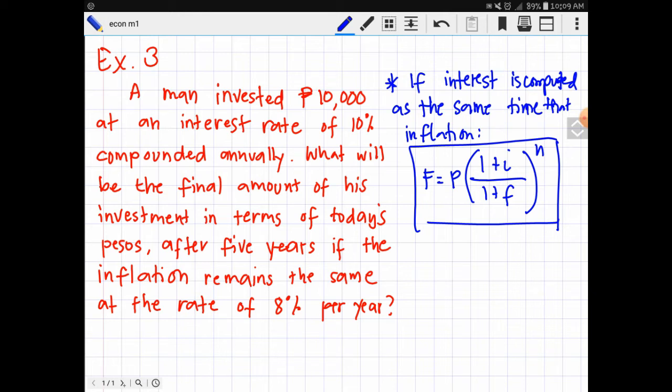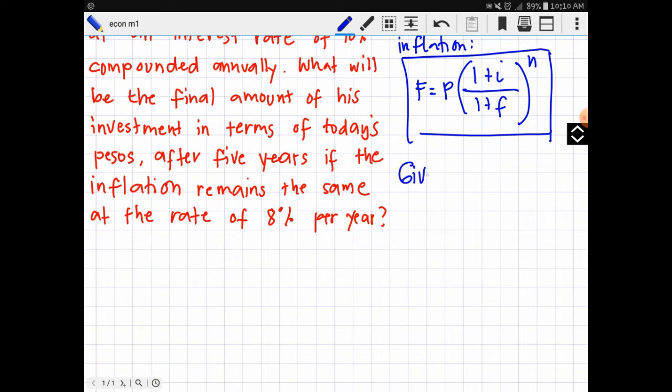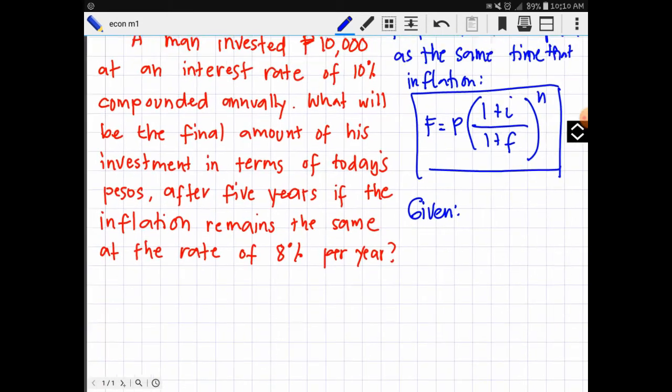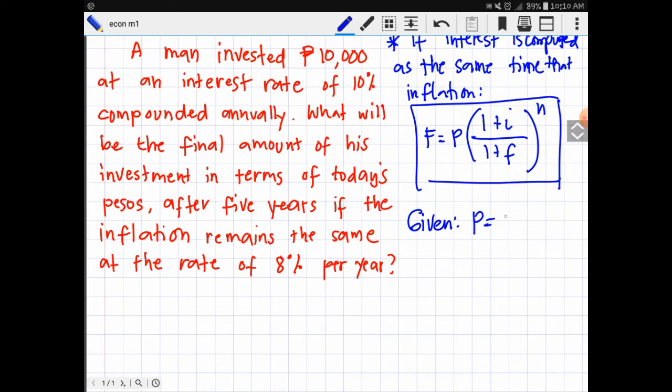For example, number 3: a man invested 10,000 pesos. Let's write the givens here on the side. Invested 10,000 pesos, so that would be our P. At an interest rate of 10% compounded annually. Good thing it's annually, so we won't have a hard time since there is no compounding period. So we write I, that is 10%.